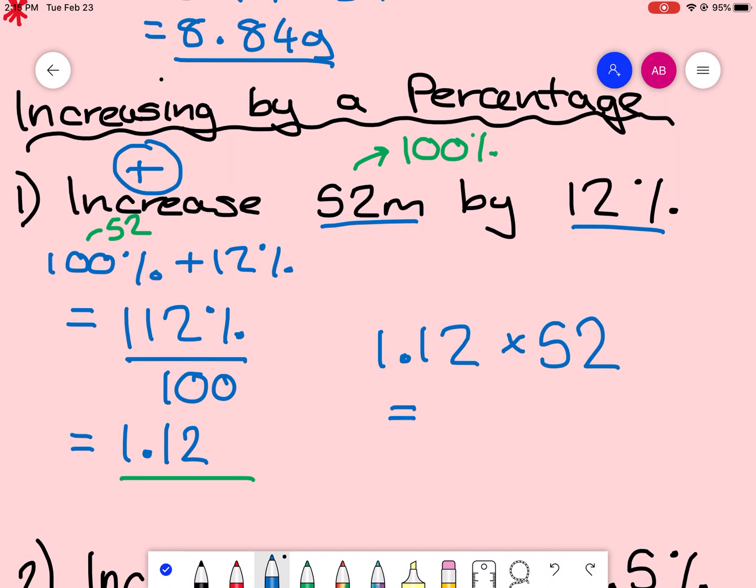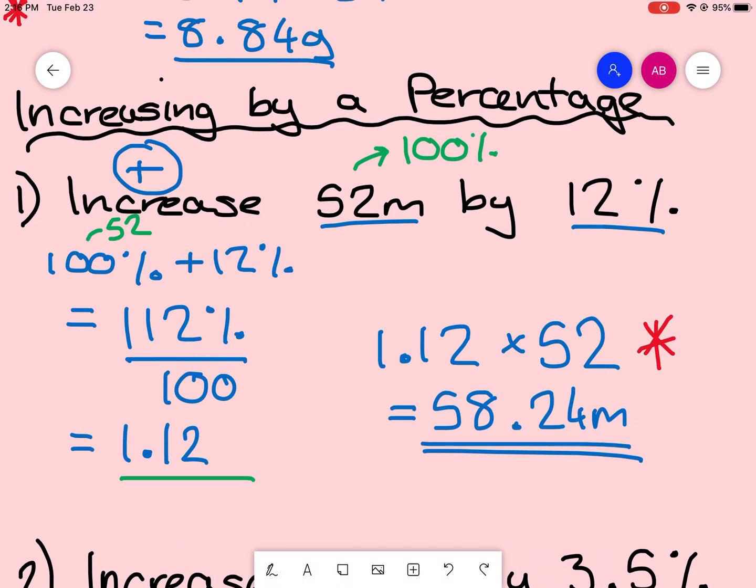So we add on the percentage to 100, we change the new percentage to a decimal, then we times it by the original. So this process here, the percentage as a decimal times by the number, is the same as what we did on Tuesday's lesson. It's just that we've then added on 100 as well to that. So when we complete that calculation, we get 58.24 and our metres go on the end. What we need to watch out for with each of these questions is that the answer has to be bigger than the original, because we're increasing, we're adding something on to it.